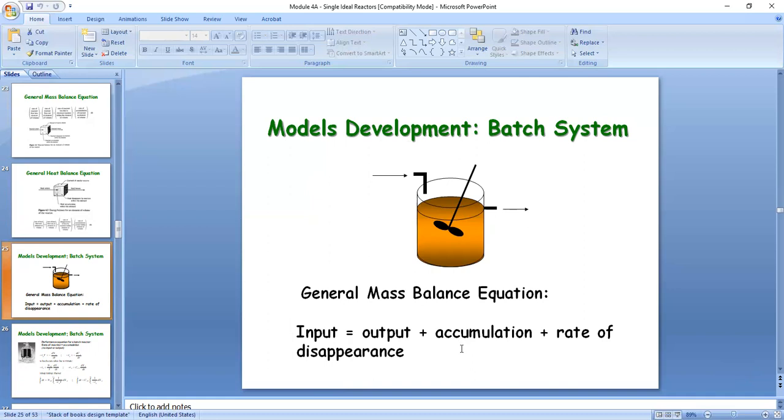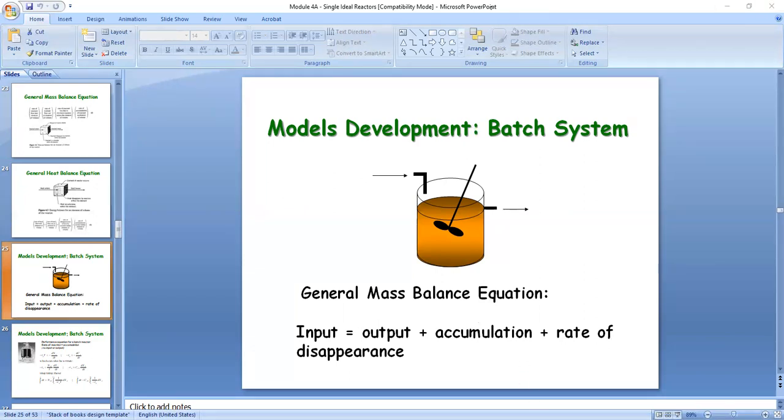It is applicable to CSTRs as well as PFRs. So what term or terms will you set here to 0? You can place your answer on the chat box. What term or terms can you place here to 0, or should be really 0, for the continuous reactors? Accumulation and rate of disappearance. Accumulation. Okay, so the answer is accumulation.